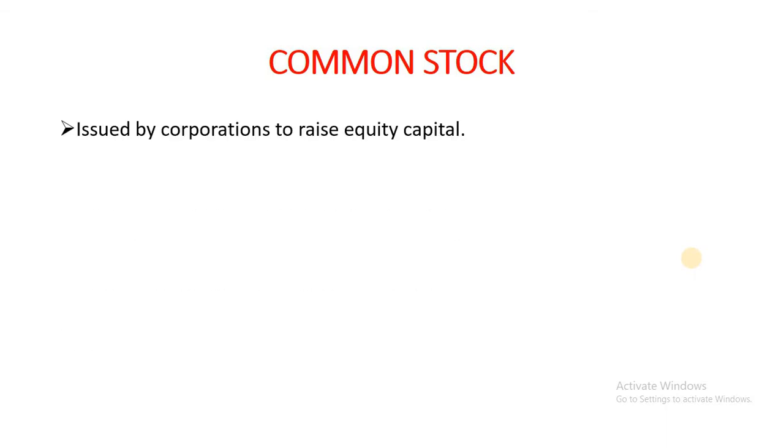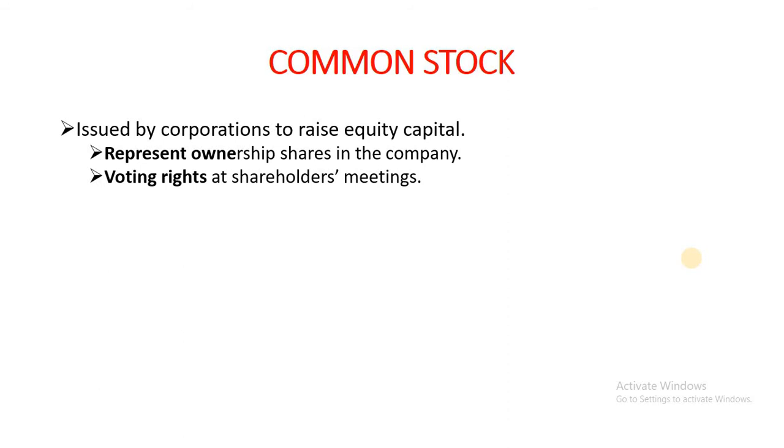First of all, common stocks are issued by corporations to raise equity capital. Common stock represents ownership in the company. So, owners of the common stock hold partial ownership in the business. In the meantime, common stockholders have voting rights. With the voting rights, common stockholders can cast their vote in the annual general meeting to elect the board of directors. So, ultimate control of the business belongs to the common stockholders.